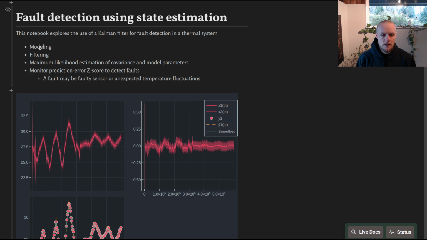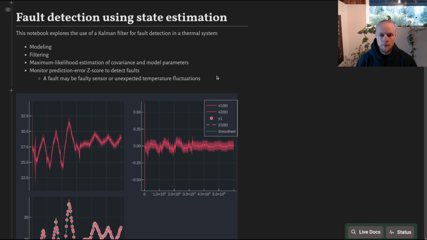And we'll start talking about modeling. We'll design a filter. Then we will try to find the suitable covariance matrices for the Kalman filter using maximum likelihood estimation. And then finally we will monitor the prediction error. We will monitor the Z-score of the prediction error and use that to detect faults. And we will take a fault to be something like a faulty sensor.